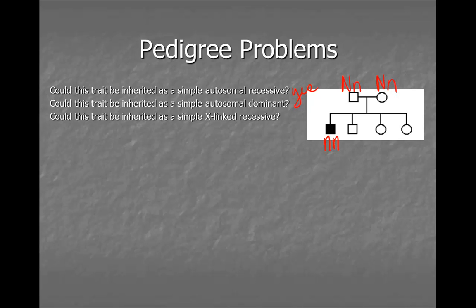Okay. Autosomal dominant would mean that this person would have a dominant trait. Well, these unaffected people would have to be the recessive traits. Now looking at these parents, if neither of these parents have the trait, all they can give is little n's. Can they have this child? No.